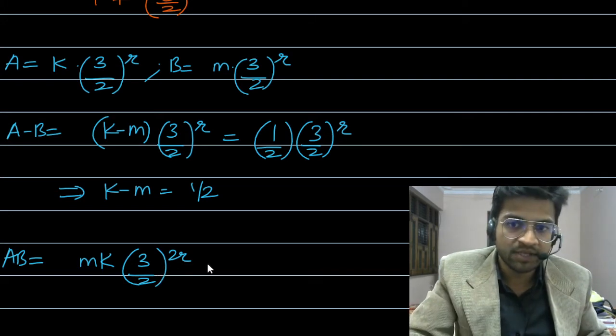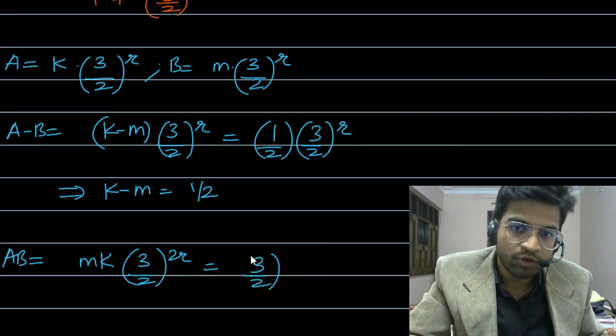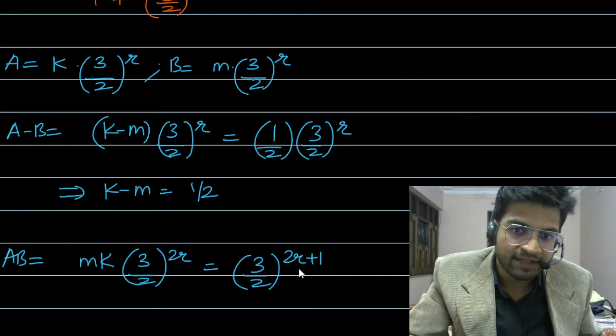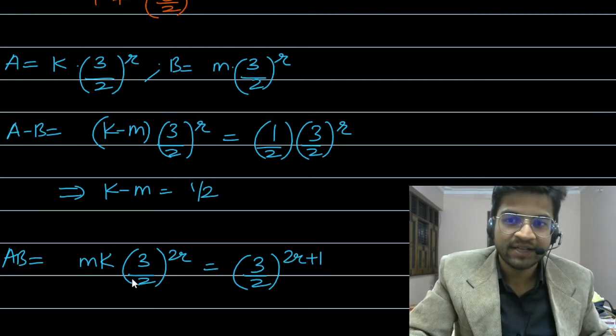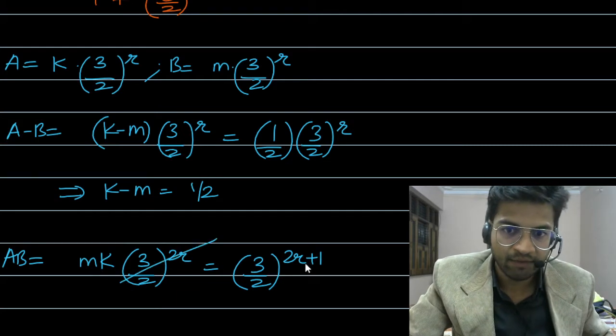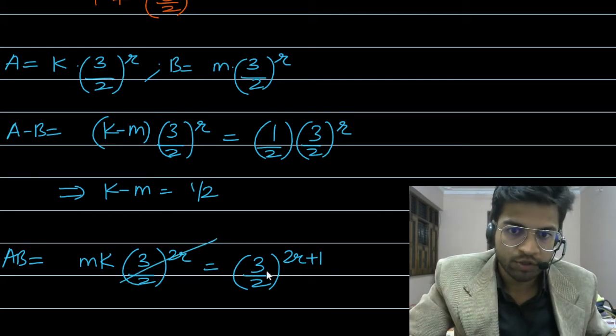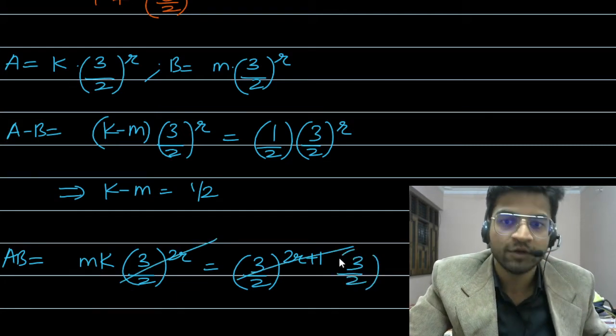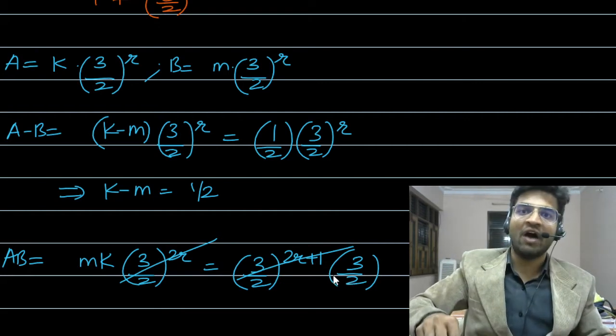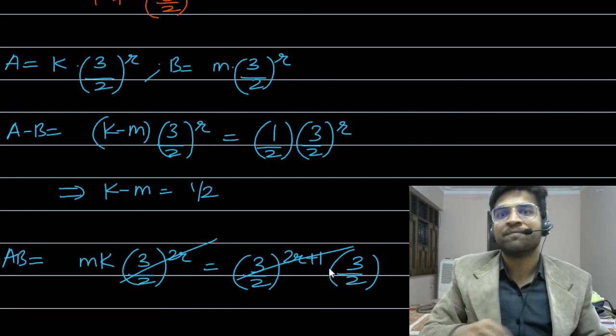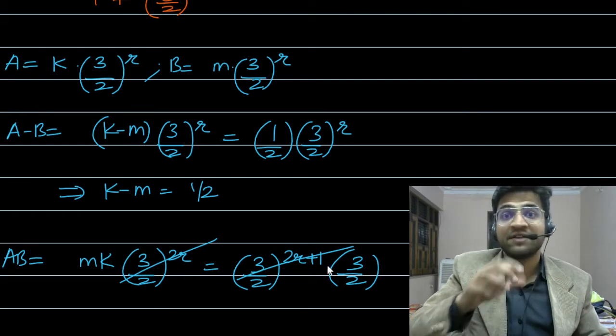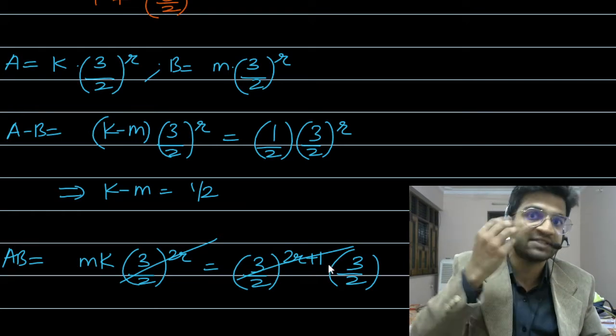Now we will compare this with 3 by 2 to the power 2r plus 1. This is 2r plus 1 and that is 2r. So we can clearly eliminate the 2r power. So finally we will have only 3 by 2. So k minus m is equal to half and their product is 3 by 2. Their difference is half and their product is 3 by 2.